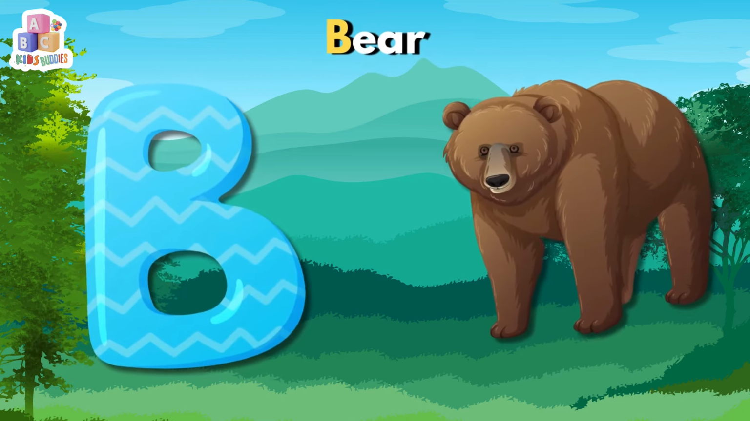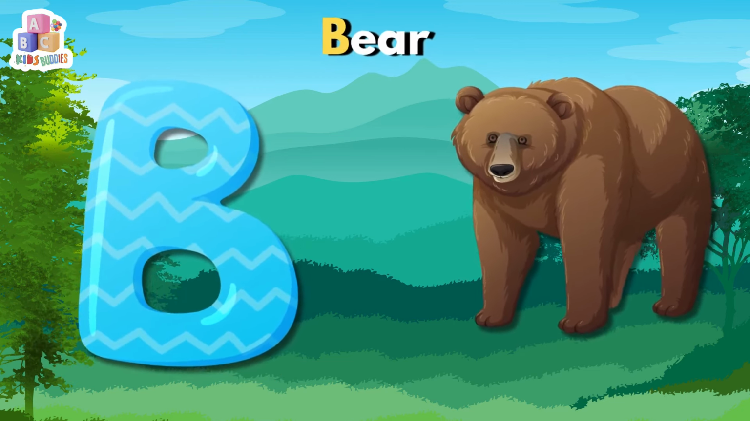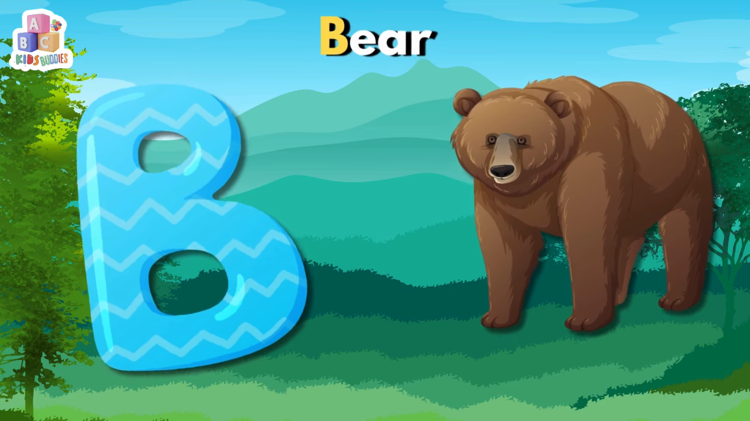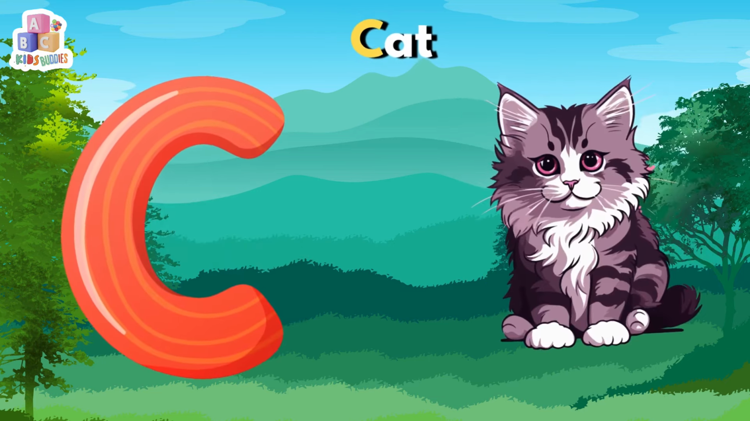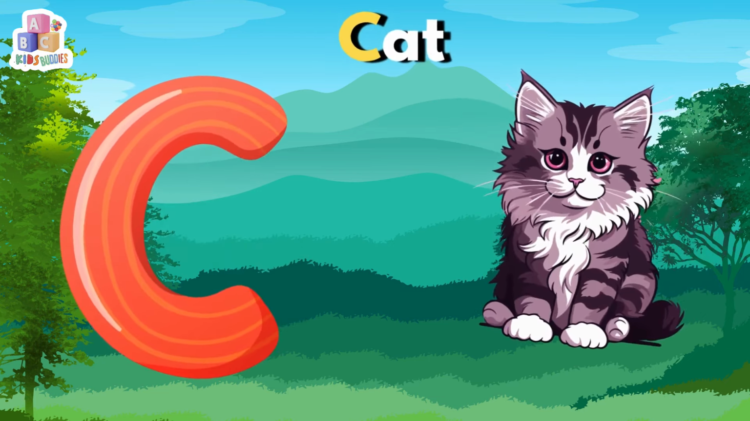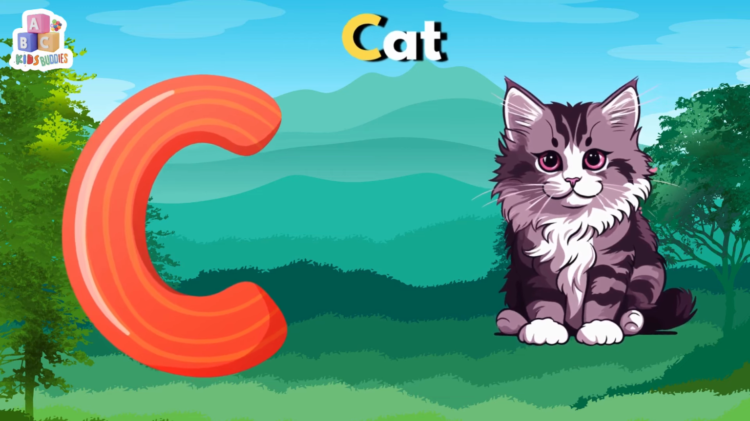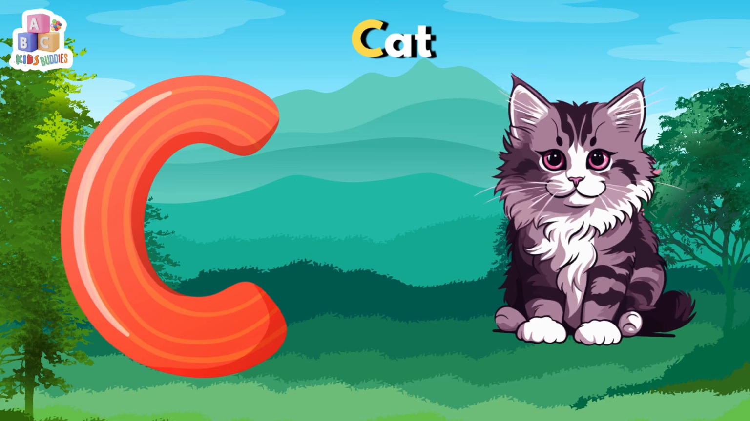B is for bear. B, b, bear. B, bear. C is for cat. C, c, cat. C, c, c, c, cat. C, cat. D is for duck.